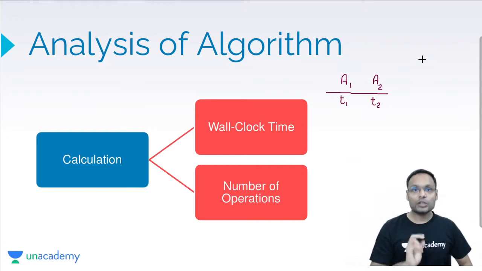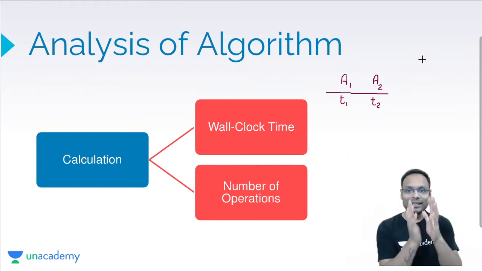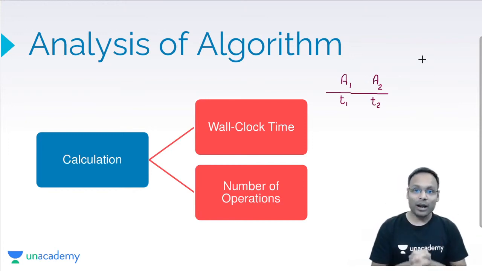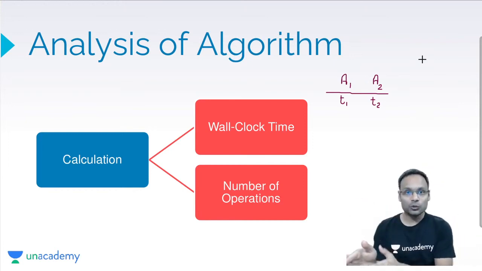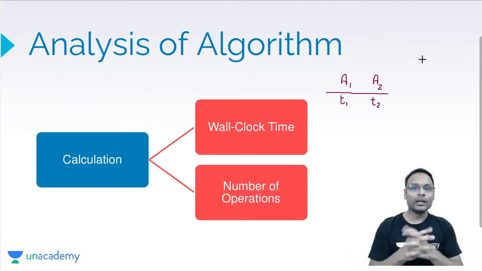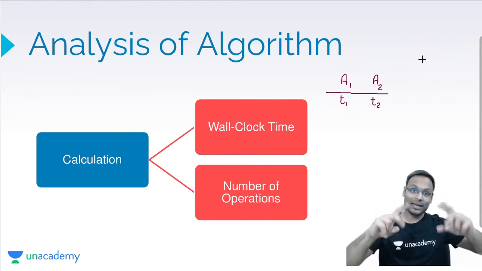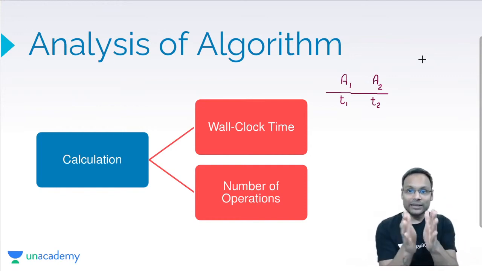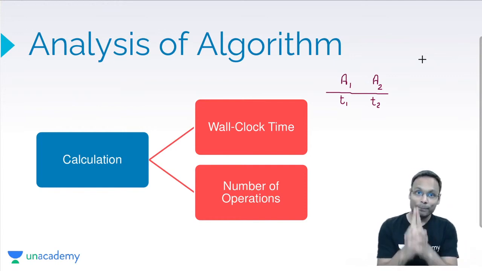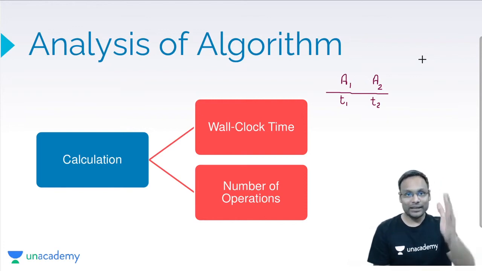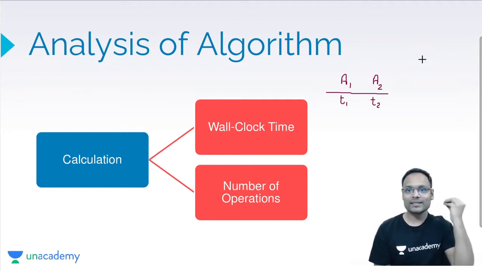Now the second thing: suppose you have implemented A1 very efficiently in some programming language. In the same programming language, you have implemented A2 but not very effectively. Extra statements you have written, extra looping you have written, multiple condition checks you have written. In that particular case, time can vary, right? Other than that, the time taken by these algorithms may depend on the underlying CPU and the underlying operating system.